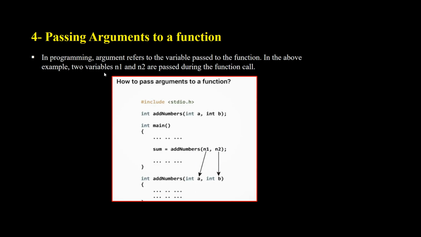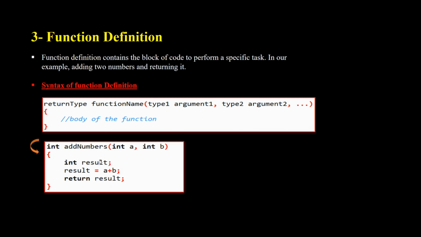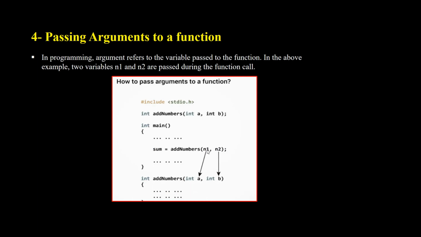Passing arguments to function. In programming, arguments or parameters refers to the variable passed to the function. Function needs some variables to be executed. For example, here to add 2 numbers, we need 2 variables. So we give the function 2 variables. It's the same here. We are giving 2 variables to the function to be able to execute some code. In the above example, 2 variables here. We have n1 and n2.